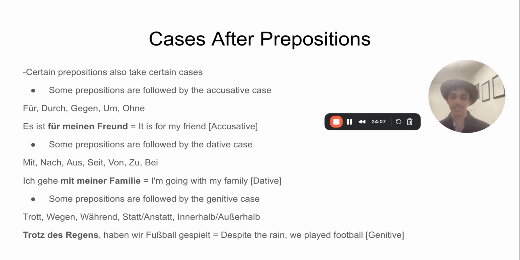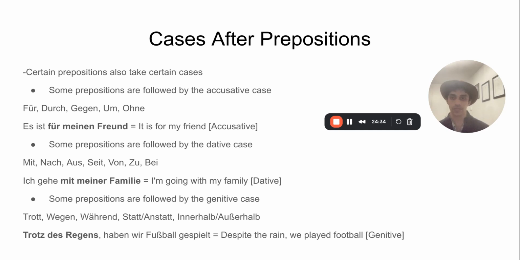Now I want to mention cases after prepositions. So different prepositions in German. Prepositions are normally small words that often indicate the location or position of something, like in, to, for, by, with, from, at, and so on in English. Those would all count as prepositions, and there are similar ones in German too. And in German, different prepositions take different cases.